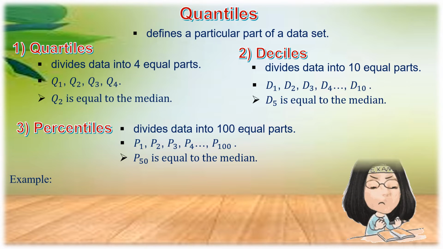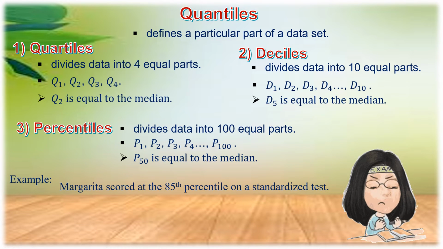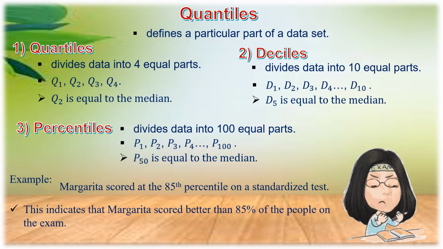For example, if Margarita scored at the 85th percentile on a standardized test, it indicates that Margarita scored better than 85% of the people on the exam.